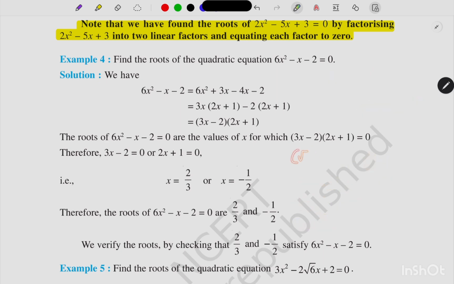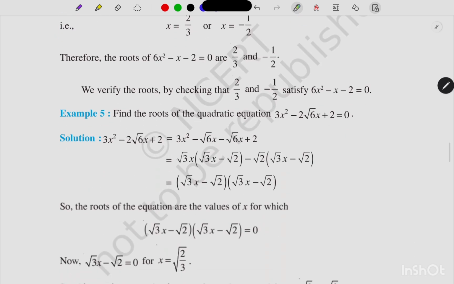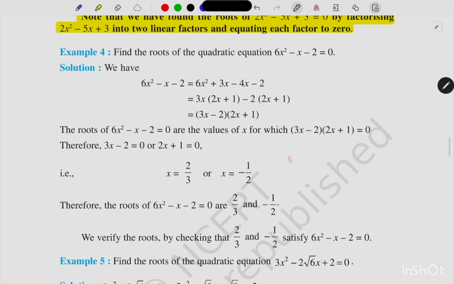Now we have root 3x plus root 2, right? Root 3x plus root 2 or minus root 2? Let's check. Minus root 2. So we have root 3x minus root 2 and again root 3x minus root 2. Okay, and this is equal to 0. Always write equal to 0 at the end. If not, the equation will be wrong.